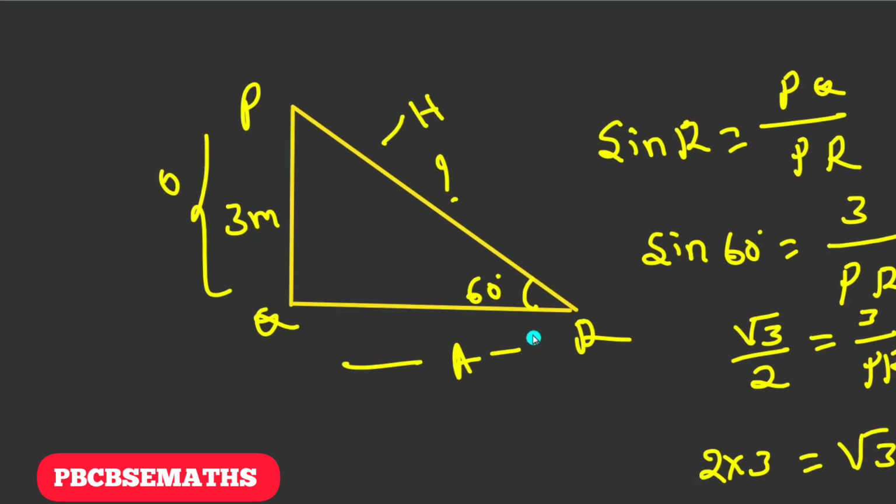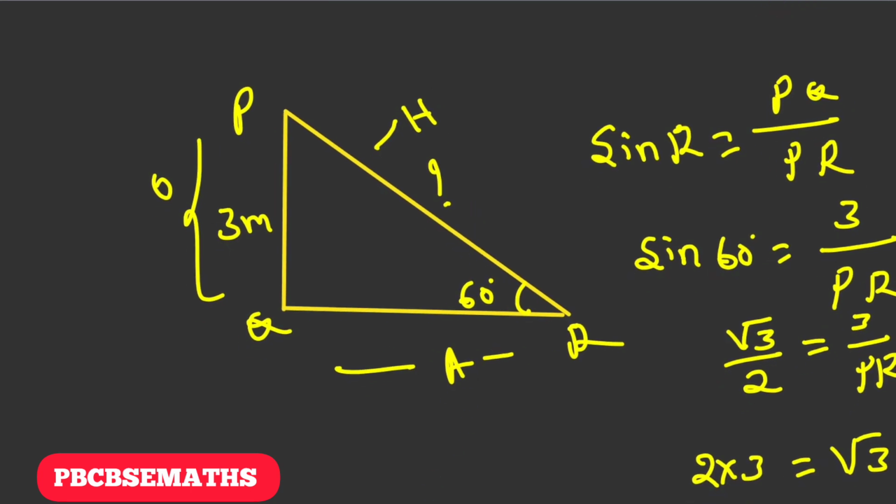So if the distance between the top of this slide and the ground is 3 meter, then the length of this slide is going to be 2 root 3 meters. That is the solution for this third question.